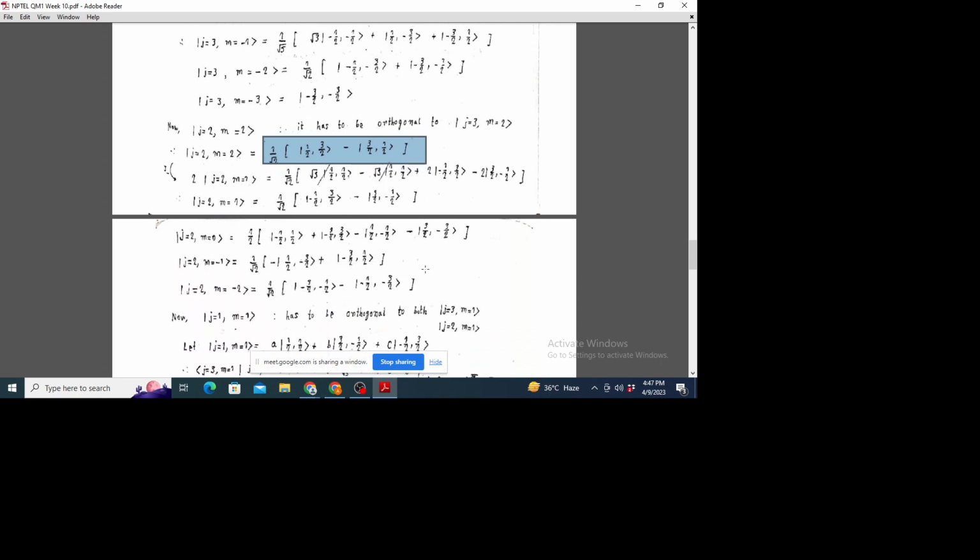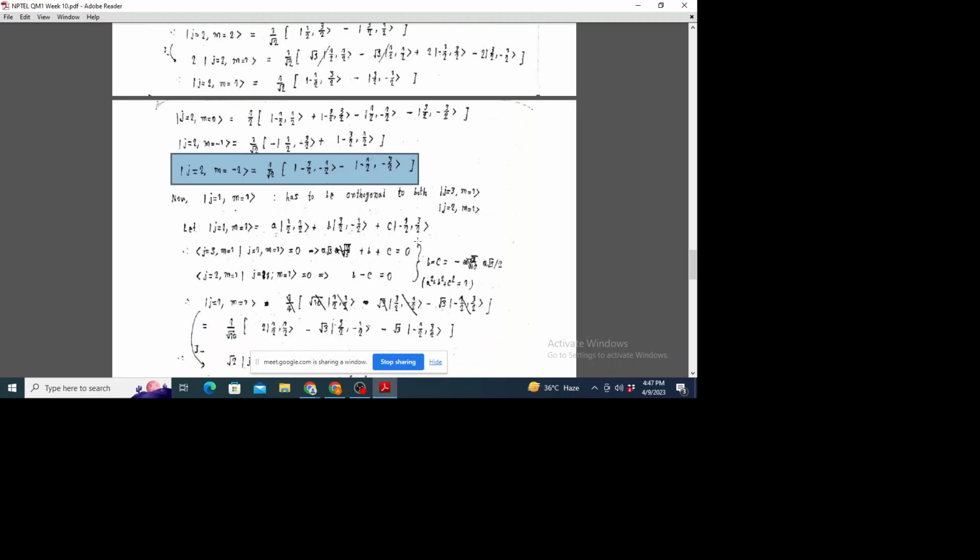Now once you have found j equal to 2, m equal to 2, keep acting with the lowering ladder operators until you reach j equal to 2, m equal to minus 2. Just keep using the lowering ladder operator on both hand sides.